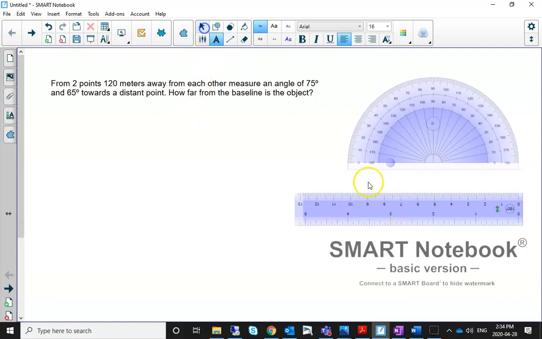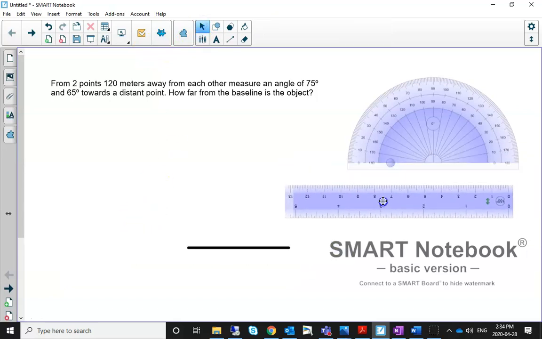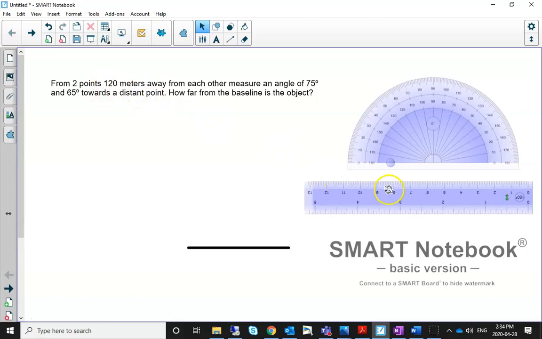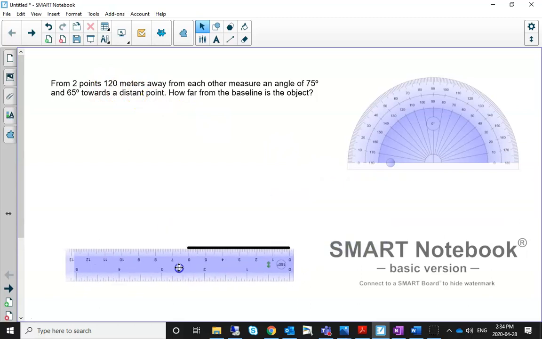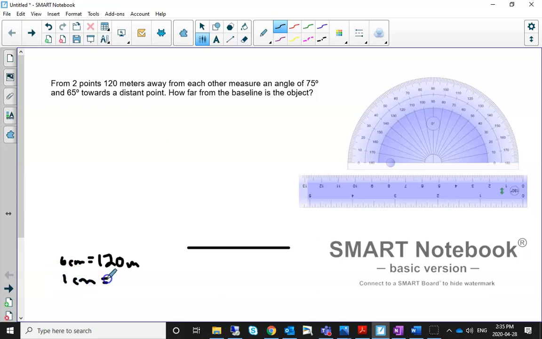Step number one is for us to draw a baseline. So we're going to draw a line about 6 centimeters. Usually we want something that will divide nice and evenly into the 120 or whatever the distance is between the points, so we're using 6 centimeters here. Now what that means is the scale of this drawing is that 6 centimeters is equal to 120 meters in real life. And so 1 centimeter on this scale is equal to 20 meters.